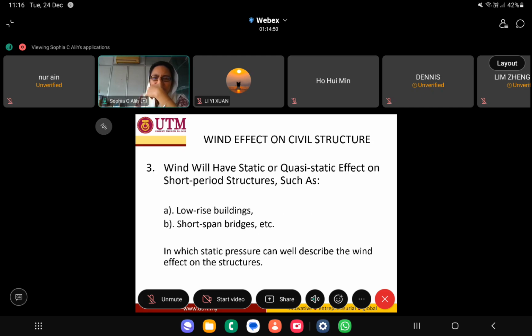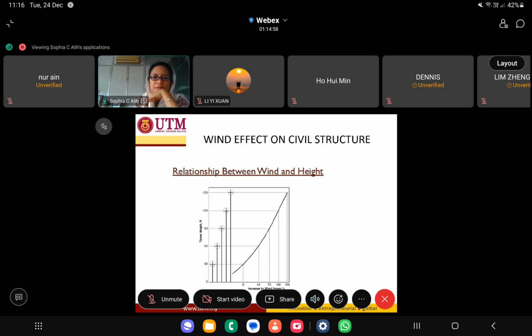And also it will have static or quasi-static effects for low-rise and short-span bridges, which we already discussed. Another thing that is very essential for you to understand about wind effect on structures is the relationship between the height and the wind velocity. So always we have the wind velocity like this, and this is the height from zero, and this is the wind effect that is coming there. So the higher you go, the more pronounced it is going to be.